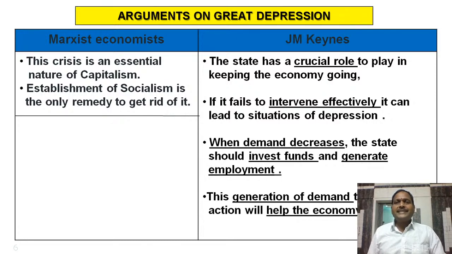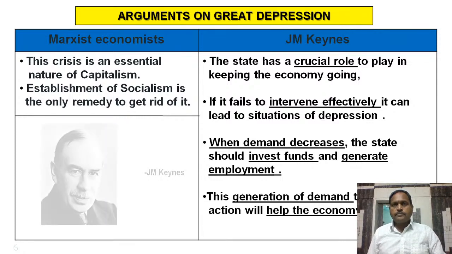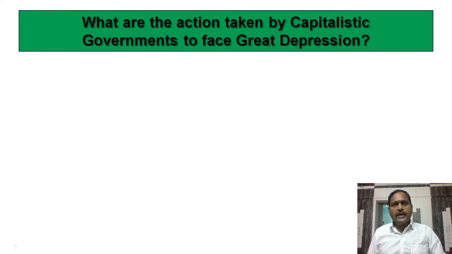But J.M. Keynes has given some suggestions to get out of the Great Depression: that the state has to maintain a crucial role at these times, and it has to intervene in the economy, and when the demand decreases it has to invest funds and generate employment. So in order to revive the economy, the state must play a crucial role. It is the suggestion by J.M. Keynes. His suggestions were followed by USA, which got out of the Great Depression in the meanwhile. He is Mr. J.M. Keynes, John Maynard Keynes.